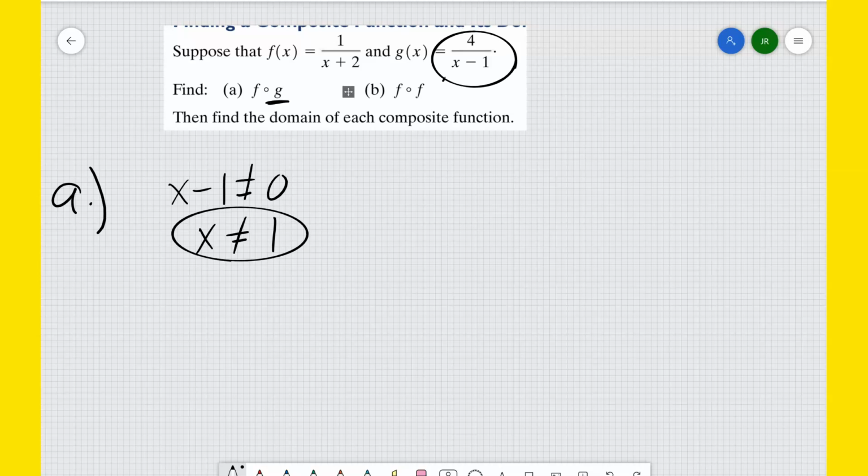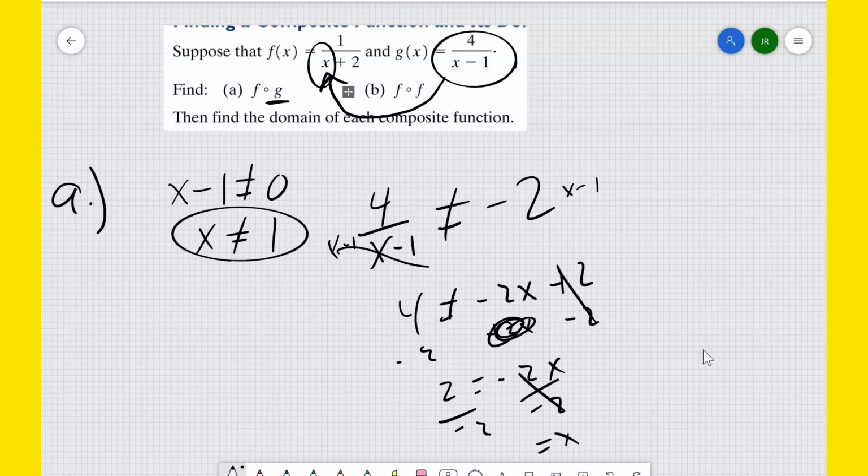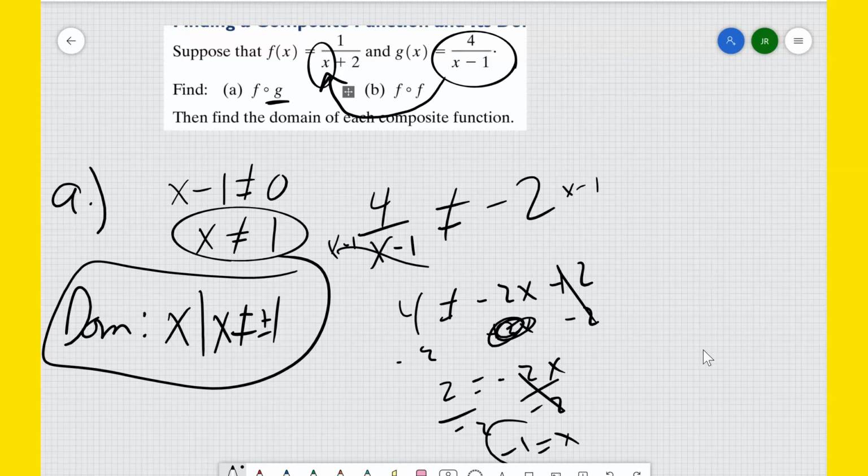Then I say this can't equal what? I actually just realized that part A is a repeat of what we've already done, but why not? We'll go ahead and do it again. We say 4 over x minus 1 can't equal whatever can't go in here, which is negative 2, because negative 2 is what can't go in for x there. So then I solve that, multiply by x minus 1. That's going to be 4 does not equal negative 2x plus 2. Subtract 2, 2 does not equal negative 2x, divided by negative 2, and x does not equal negative 1. So there's my domain. Domain is all x such that x does not equal 1 and negative 1. So I'm just going to say plus or minus 1. But we've already done that before, so that's nothing new.